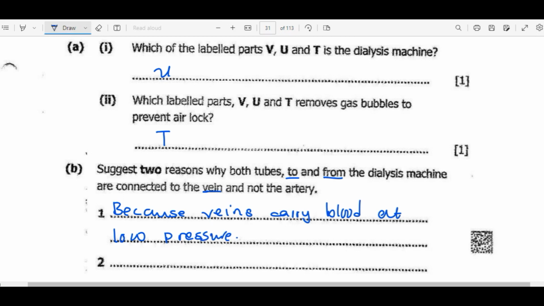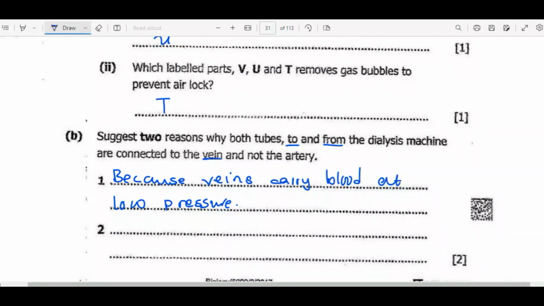Then the other thing is that most of the blood found in veins has a high concentration of waste products compared to arteries. So we have to make sure that we connect to a vessel that has a high concentration of the things that we want to get rid of. So say because the veins carry blood with high concentration of waste products.